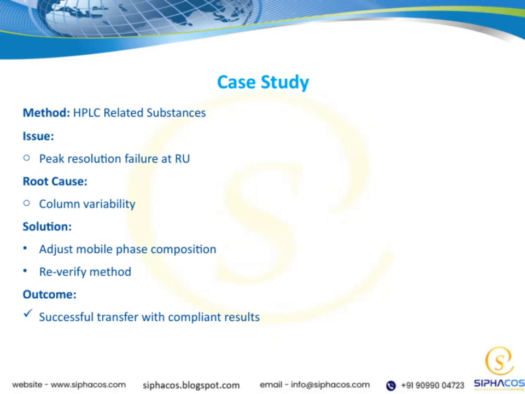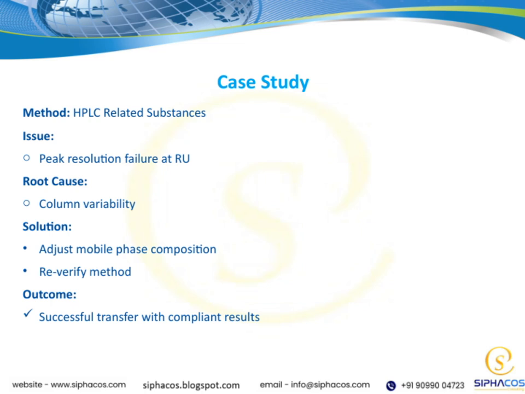Let's take a look at this case study to see how we approached a common challenge in HPLC analysis. The method involved analyzing related substances, which can often be tricky when it comes to peak resolution. The issue we faced was a peak resolution failure at a specific retention unit, RU, which meant that the peaks were not separating clearly enough to be accurately identified and quantified.